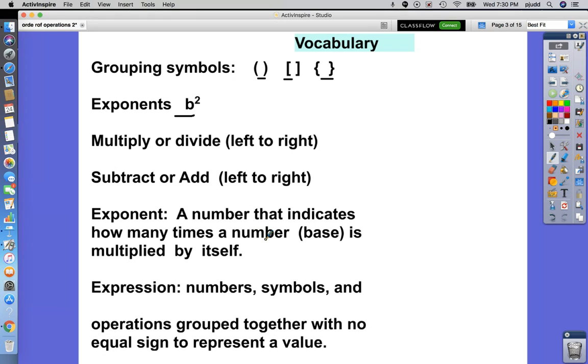An exponent, again, we've done a lot of work with that. It is a number that indicates how many times the base is multiplied by itself. In this case, it would be 3 times: 4 times 4 times 4. And then expressions: numbers, symbols, and operations grouped together with no equal sign to represent a value. In here, we're also going to put variables that you would have.